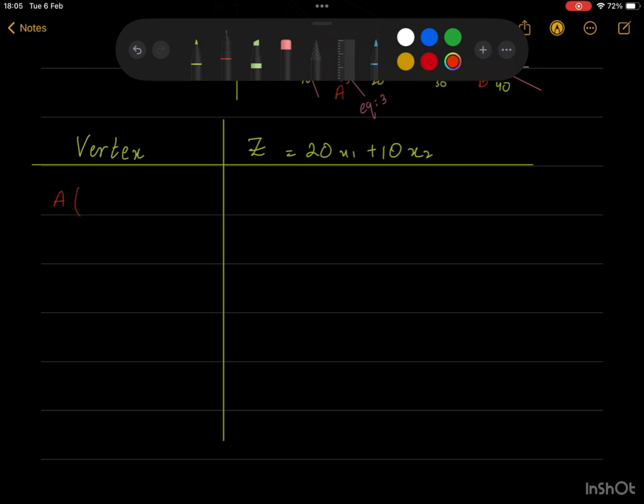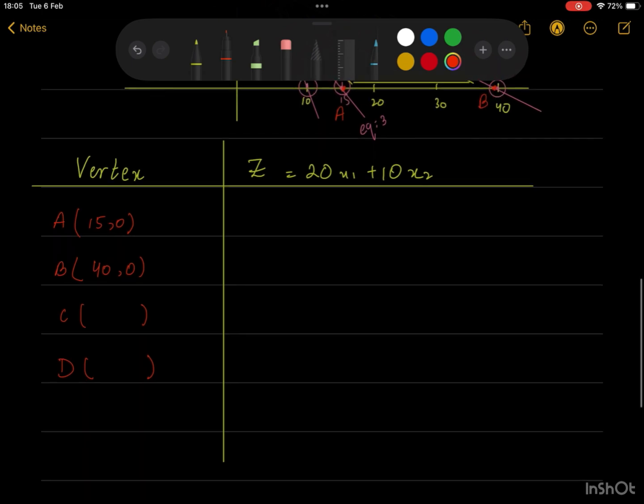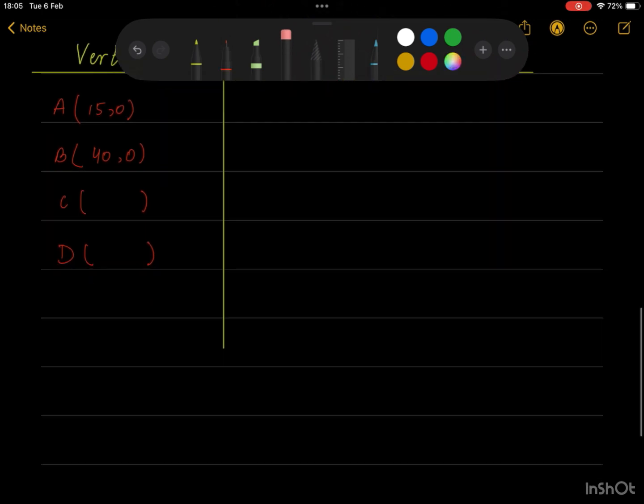Now we are writing our points. Point A, that is 15 comma 0. Point B, that is 40 comma 0. Point C, which we do not actually have right now, but we are going to find it by simultaneously solving our equations. And similarly for point D as well, we have to find it by solving equations simultaneously. So now we are going to find point C.